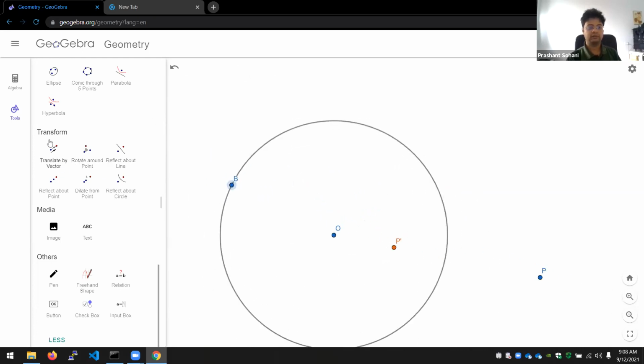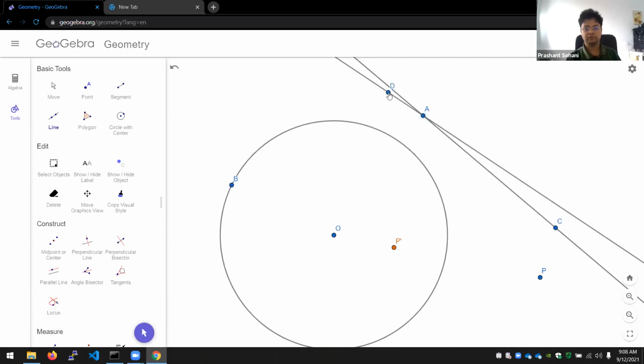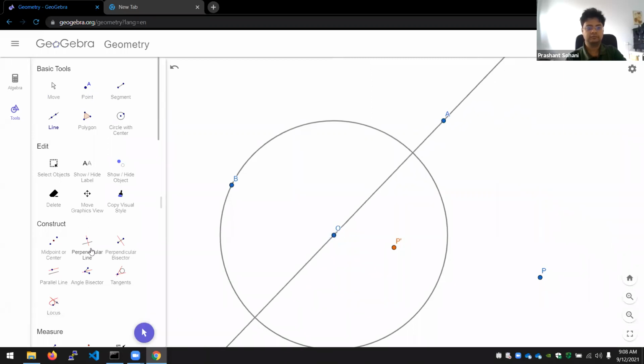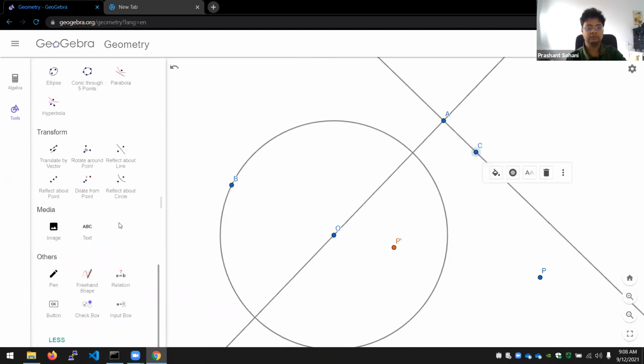For example, if I have any line in the plane, what is the inverse of this line going to be? If I choose any point here, as we discussed, the inverse of this straight line, if I take any point on this line, what is its inverse going to be? This C dash is the inverse of C.